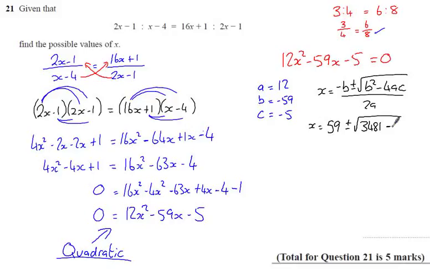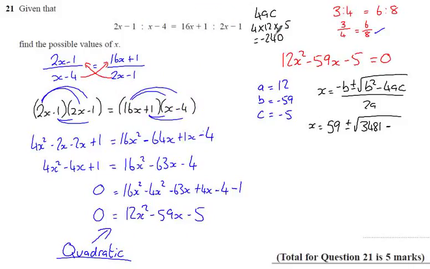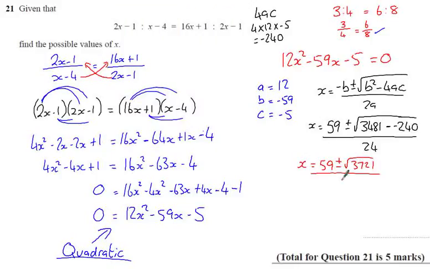Subtract. I'm just going to take 4ac outside. So that's 4 times 12 times minus 5. So 4 times 12 times 5 is 240, so it's going to be minus 240, all over 2a, which is 24. These numbers are, I suppose you could say, normally lower than this, but it should still all work. So x is equal to 59 plus or minus the root of 3481 add 240 is 3721, all over 24.